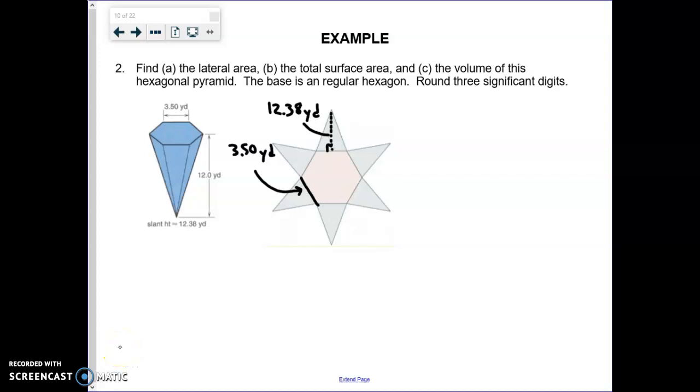Okay, let's go ahead and look at our second example here, which wants us to be able to find the lateral area, surface area, and volume of a hexagonal pyramid. Again, it's a hexagonal pyramid because the base is a six-sided hexagon.